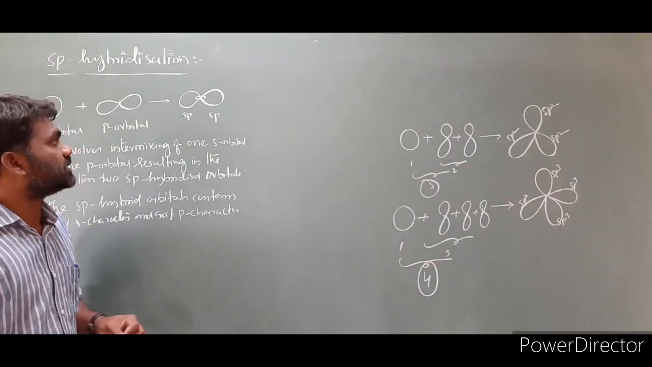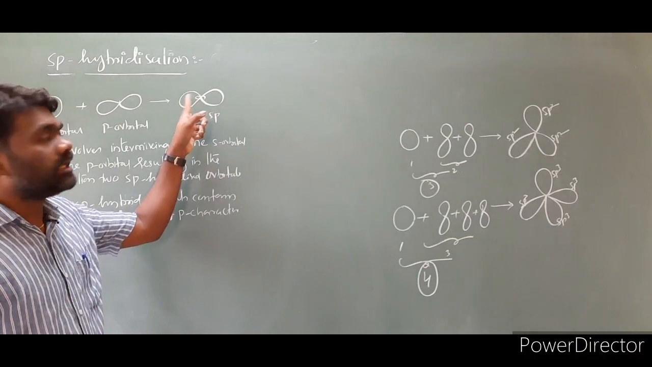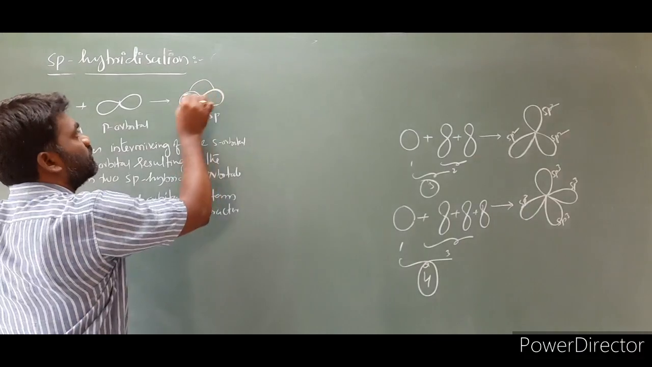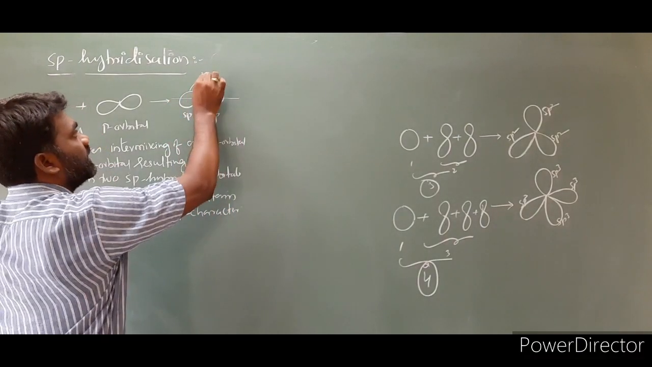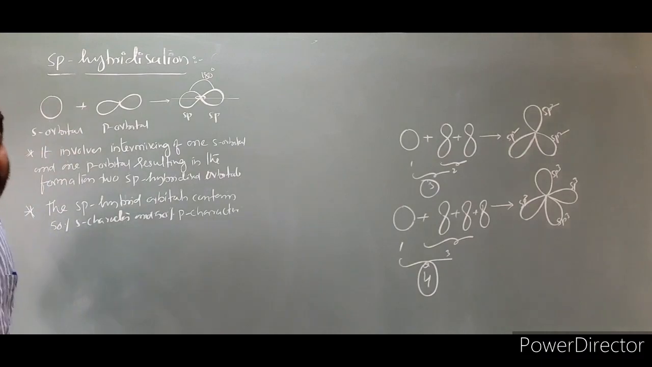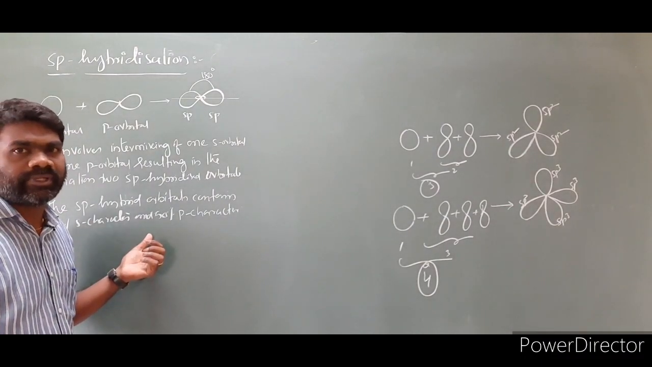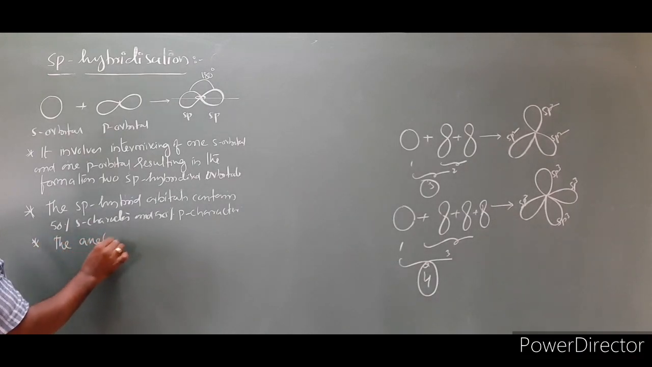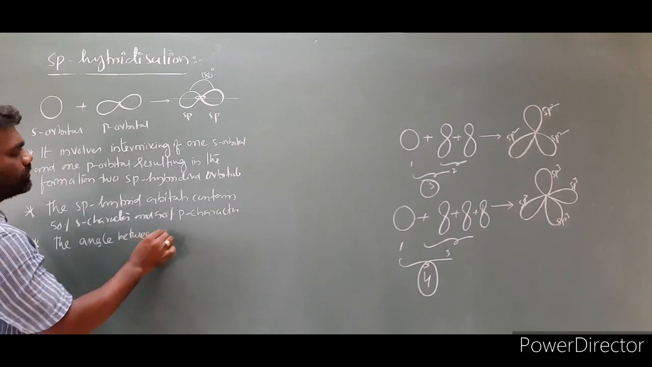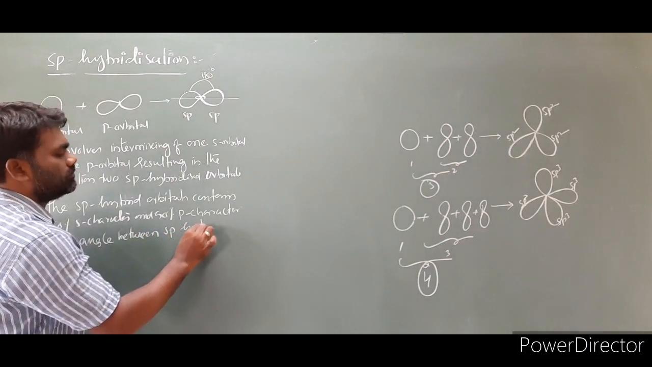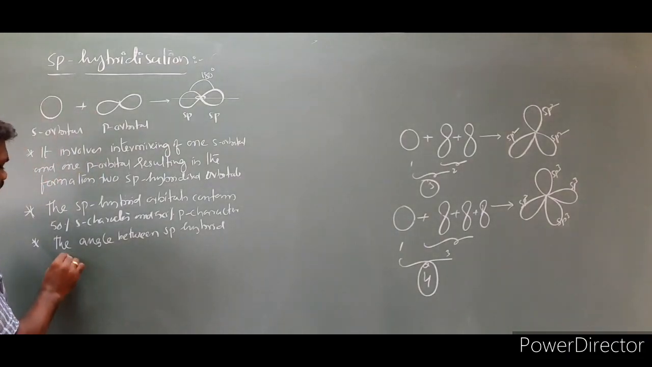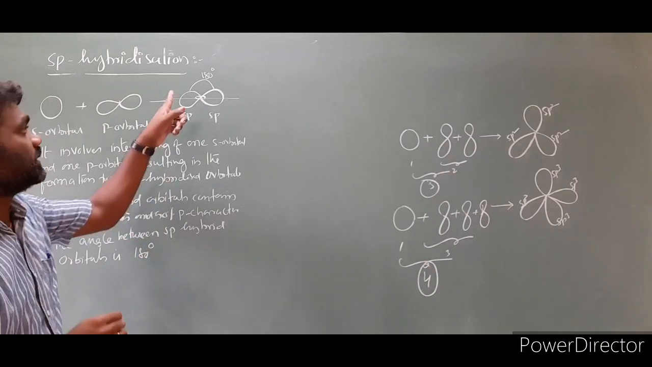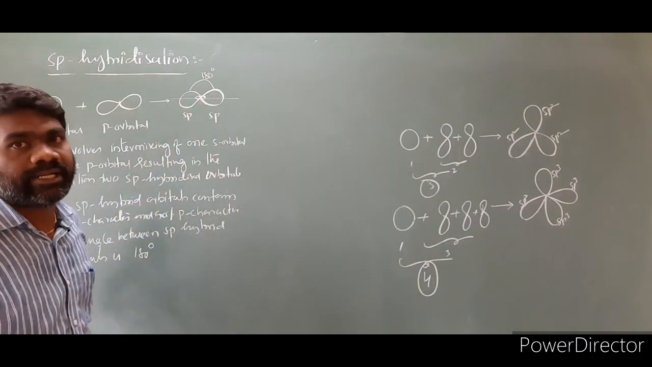And another important point is the bond angle between the two hybrid orbitals. The angle between two hybrid orbitals will be taken as linear. The angle will be taken as 180 degrees. The angle between the hybrid orbitals is 180 degrees. Write the same sentence. The angle between sp hybrid orbitals is 180 degrees.